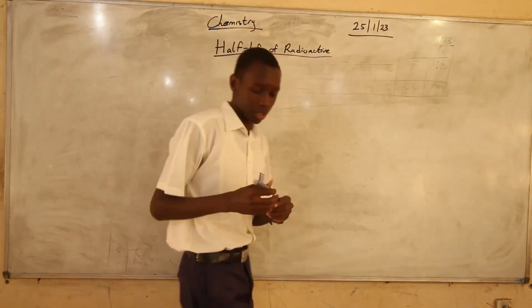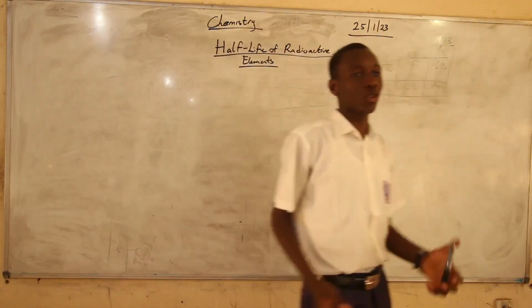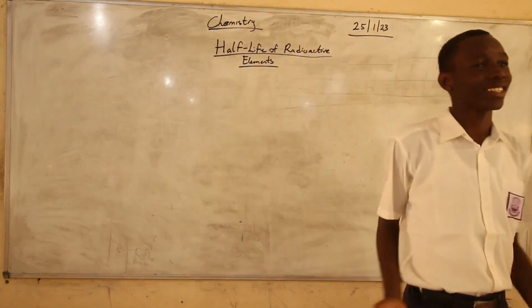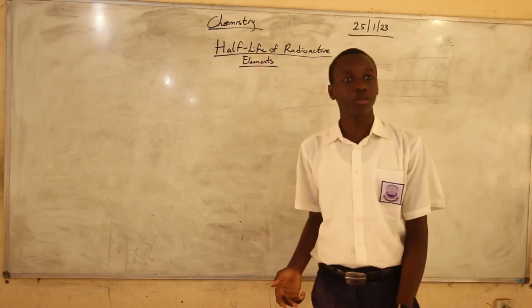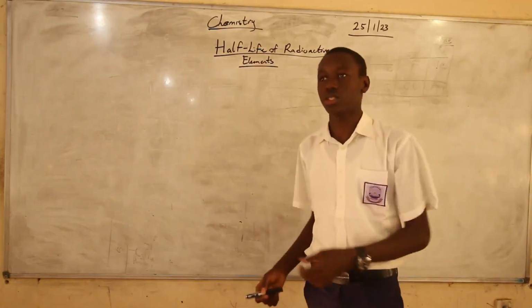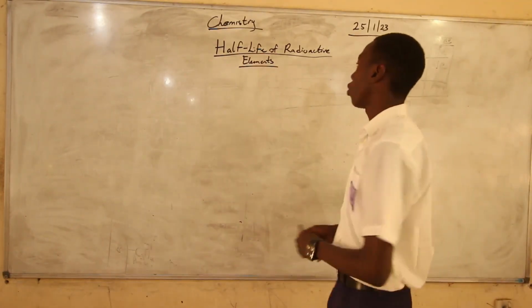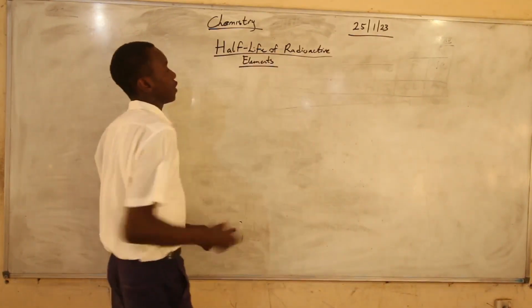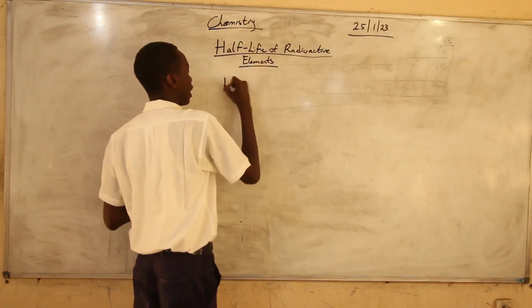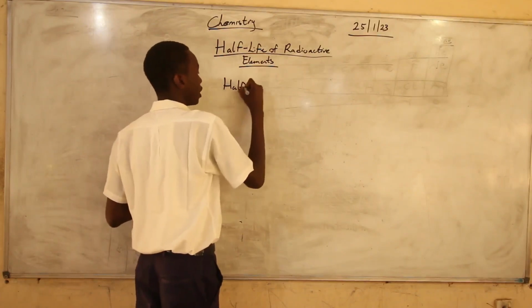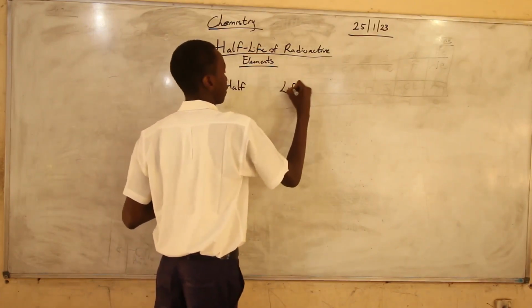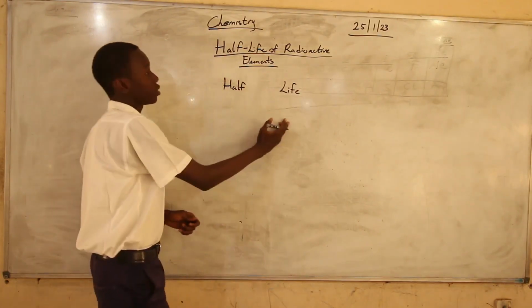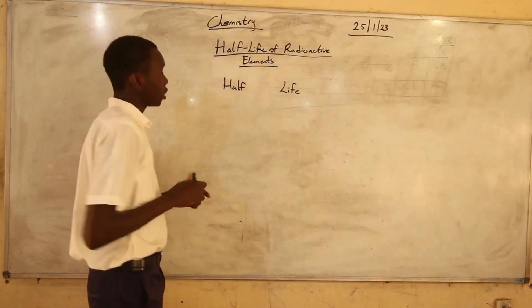So, first things first. In other subjects, when you're given a topic to read or do something about, you always start with the definition. So how will we be defining this? Say, the half-life of radioactive elements. We start by defining half because it will be easier before we define life. There are two different words joined together here as a compound word.